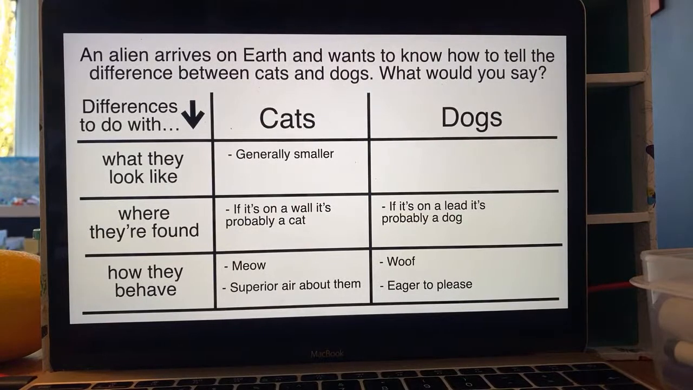A lot of people were saying on Facebook yesterday, cats go meow and dogs go woof. This is true, but what if the cat is asleep? Cats, yes, they have a superior air about them, and dogs are generally easy to please. But it's the point I'm trying to make, right?